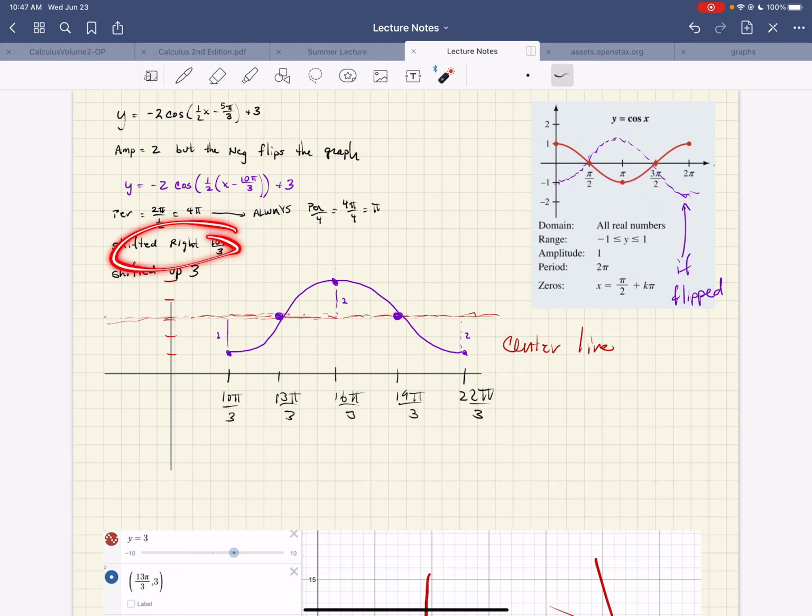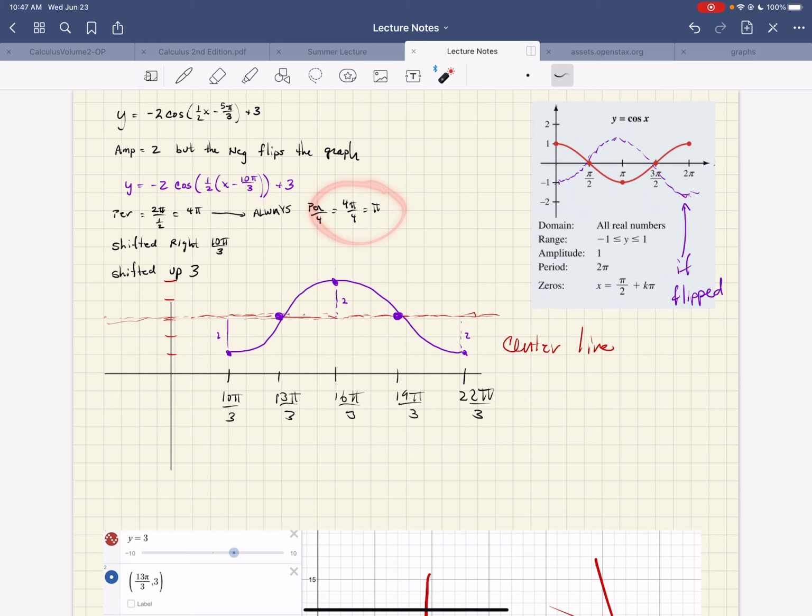Since it's shifted right by 10 pi over 3, we know that because the minus drives it to the right, a plus drives it to the left. So it's been driven right 10 pi over 3, and on the back end, it goes up 3. Okay, so here's what we do then with that. Since it's right 10 pi over 3, I just go to the right. Where is 10 pi over 3? I don't know, but it's to the right of 0, so there it is.